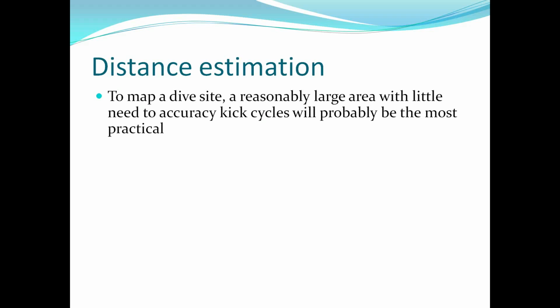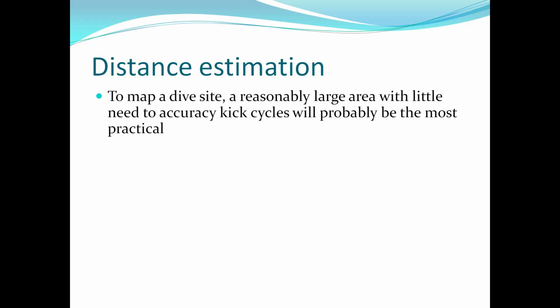How do we measure distance using kick cycles? Well, we need to know as an individual how many kick cycles it takes to swim a known distance. Usually 100 foot is used. In the advanced open water diver course, we use 100 foot in the navigation adventure dive as a distance estimation exercise. Basically what you do is you lay out a 100 foot line and then you swim the length of that line, counting your kick cycles.